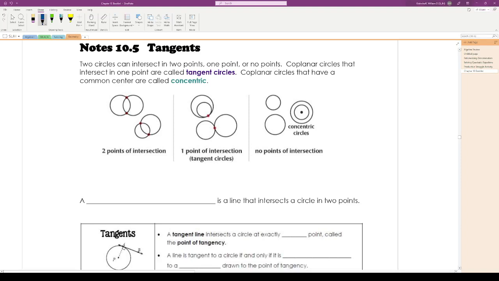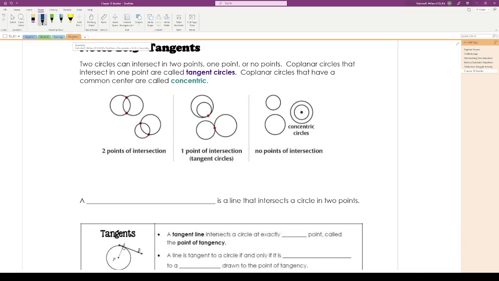All right, in section 10.5, we'll be taking a look at tangents. So tangent, remember, is like if you're having a conversation and someone goes off on a tangent, they start talking about something completely different away from the conversation. So basically the same idea for circles. A tangent is something that touches the curve and then goes away from it after that.